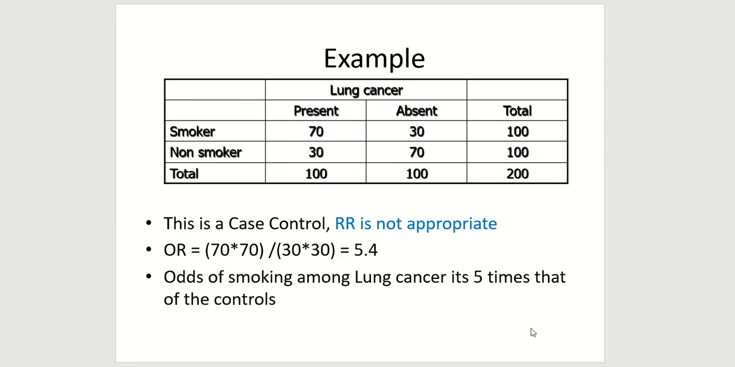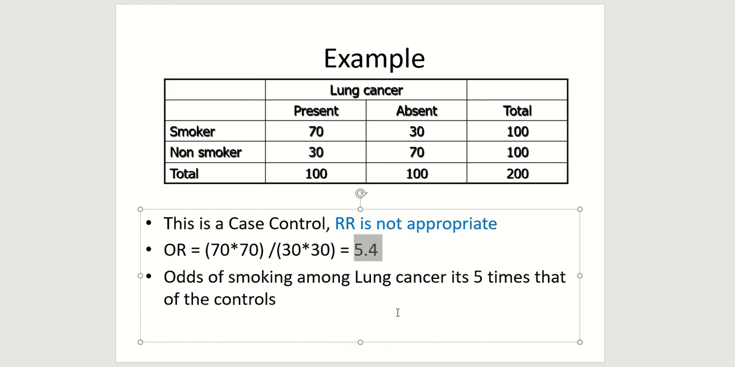So we go back to the example that I started with, the example of 100 cases, 100 controls. I'm looking at smokers, non-smokers. For the 100 cases of lung cancer, let's say 70 told you that they were smokers. As for the 100 controls, only 30 were smokers. If I ask you to calculate the odds ratio, it's very simple. 70 times 70 divided by 30 times 30, and you get 5.4.